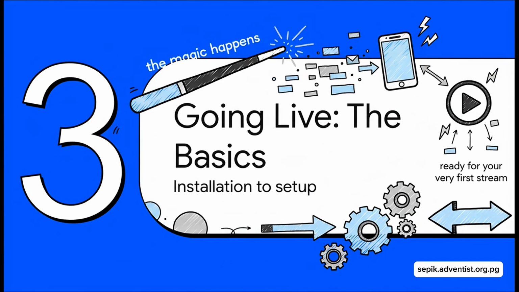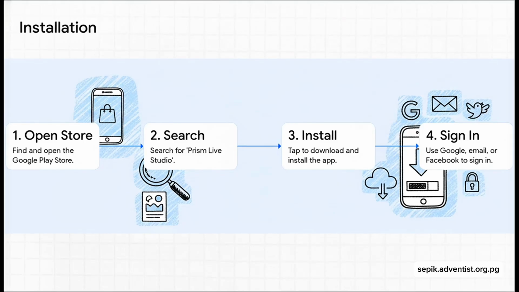All right, let's get our hands dirty. In part 3, we're covering the absolute basics. Everything from getting it installed to setting up your very first stream. We'll have you ready to go in no time. First up is installation, and this couldn't be easier. Just open up the Google Play Store on your phone, type in Prism Live Studio, hit that download and install button, and then sign in with whichever account is easiest for you. You can be up and running in like 2 minutes flat.